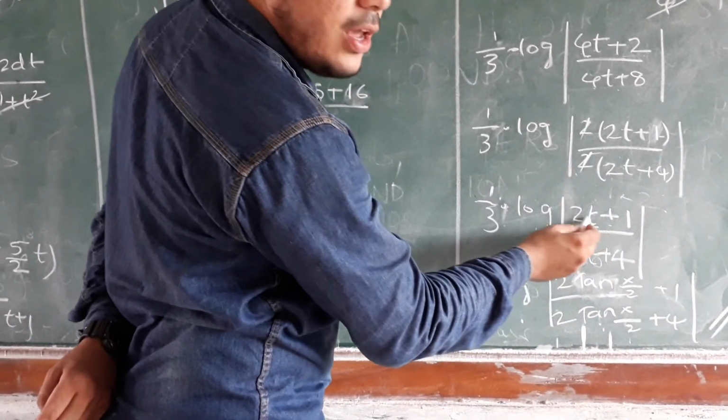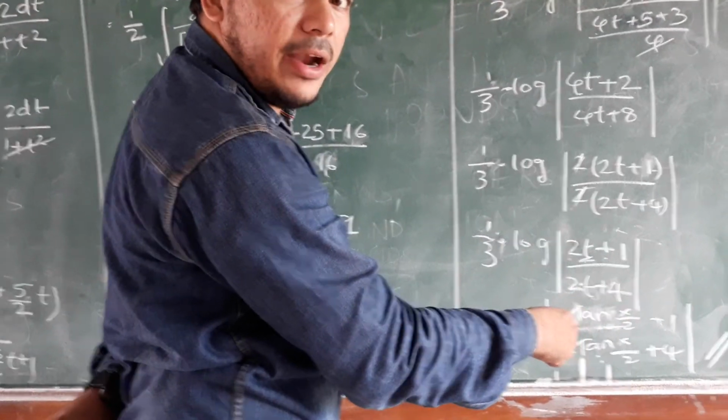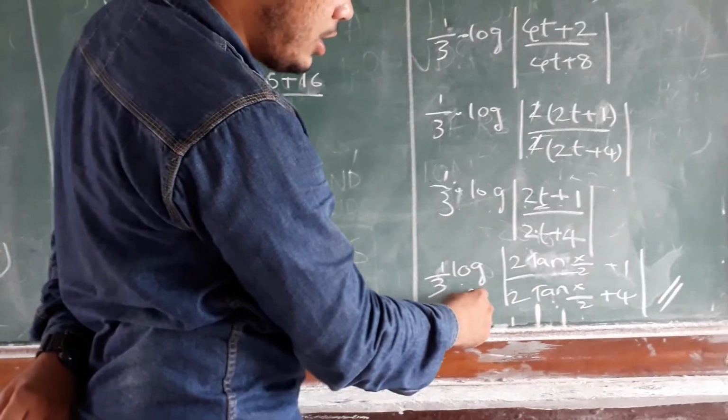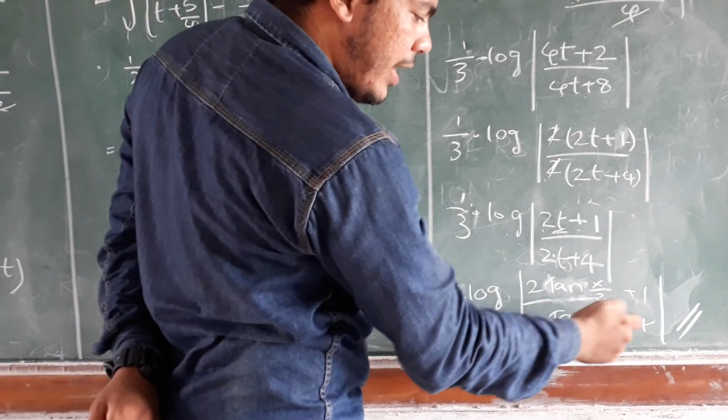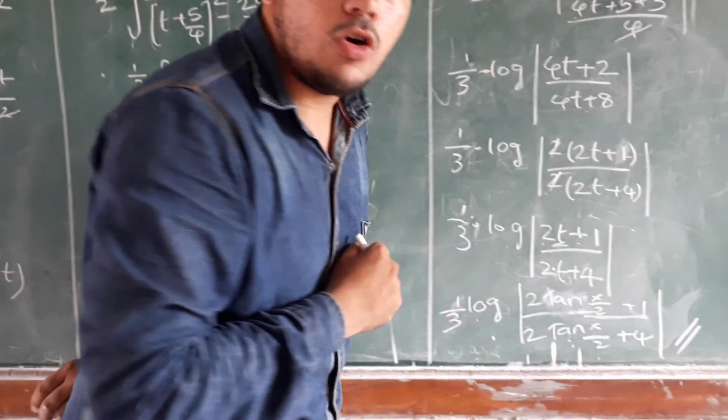Now just put back the value of t. What was the value of t? Tan x by 2, as we supposed. So the answer is 1 by 3 log of 2 tan x by 2 plus 1 by 2 tan x by 2 plus 4. Hoping that you have understood.